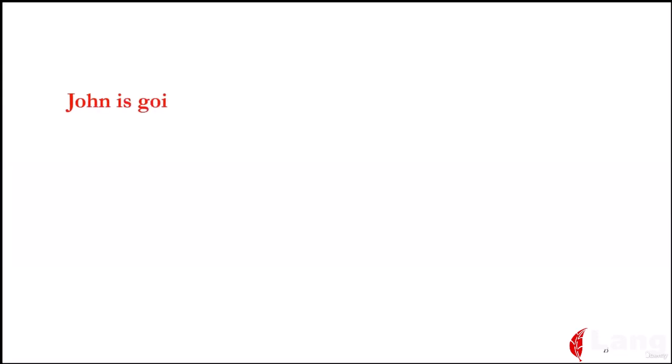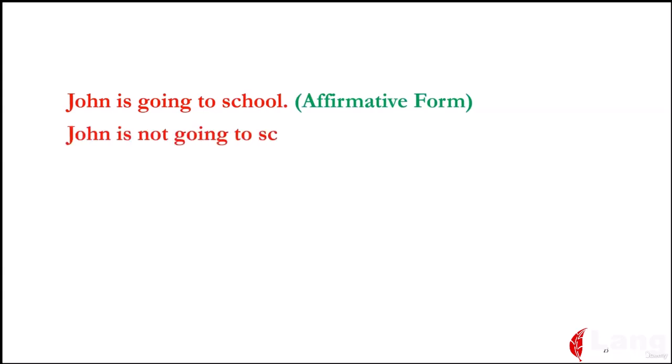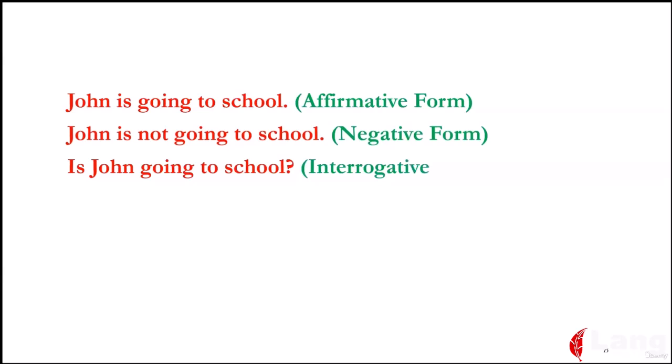Examples: John is going to school. This is the affirmative form. The negative form is John is not going to school. Is John going to school? This is the interrogative form.